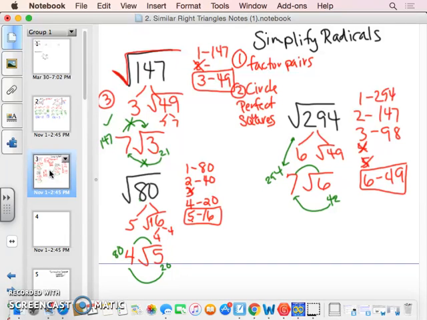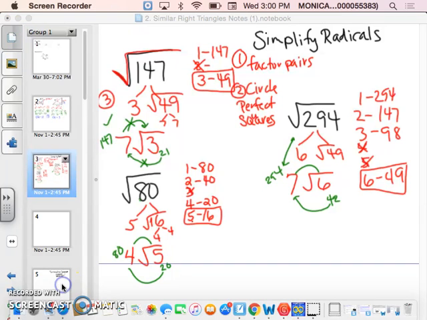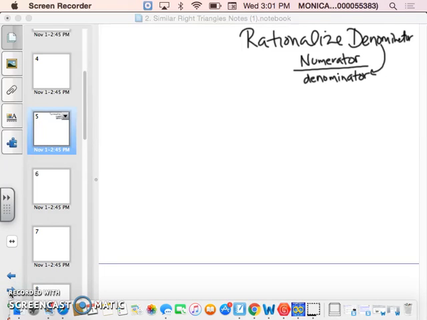Now you can pause the video, work those out, or you can just watch the notes on the next thing, which is rationalize the denominator.